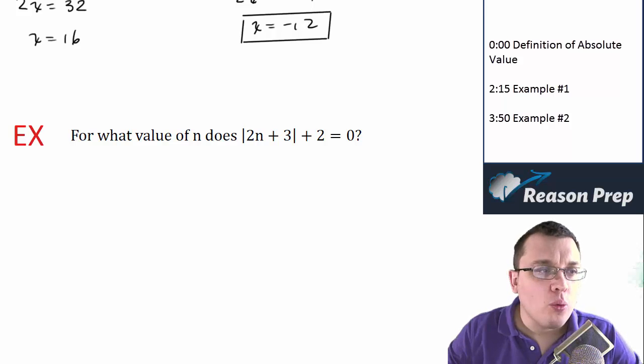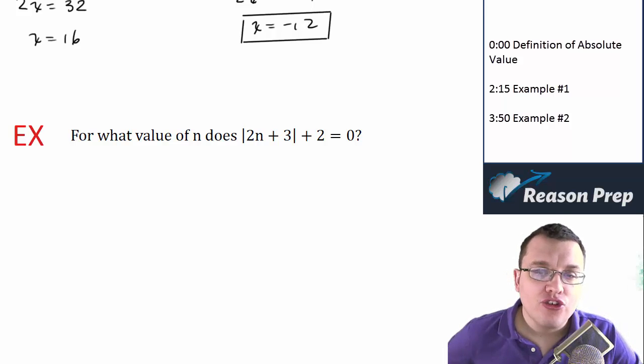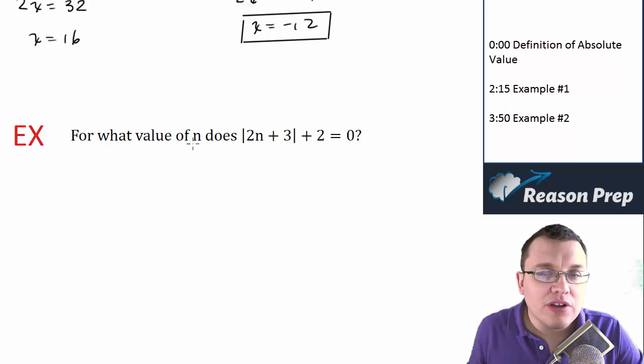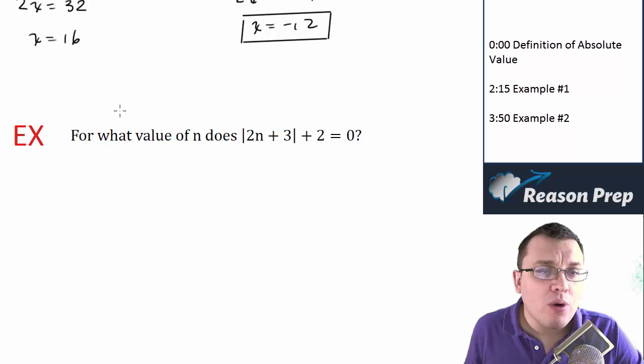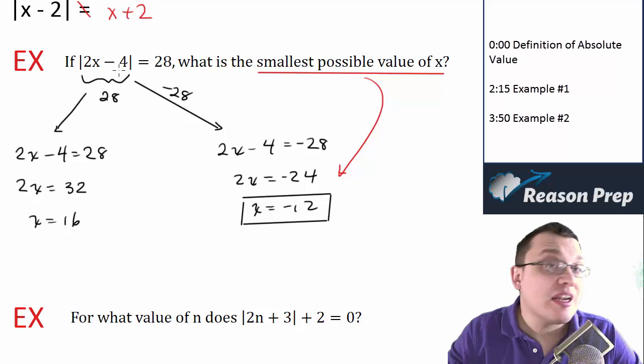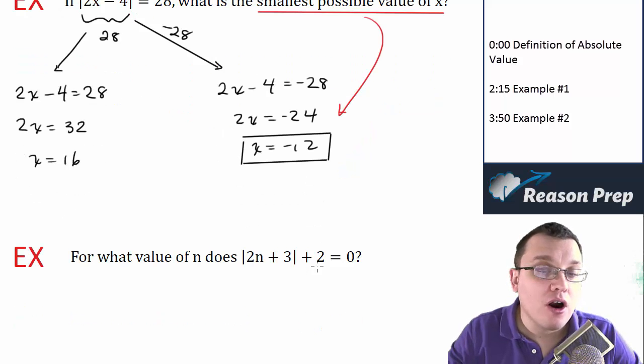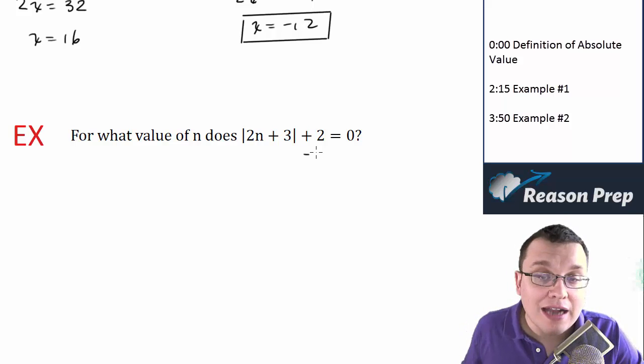Now, what about this? For what value of n does the absolute value of 2n plus 3, plus 2, equal 0? And the trick here is to do a little bit of a quick rearrangement. We want to get it to this form so that we can apply our little trick. And right now we have our number on the left side with the absolute value. So let's move that to the right. Let's subtract 2 from both sides. And we're going to get the absolute value of 2n plus 3 equals -2.